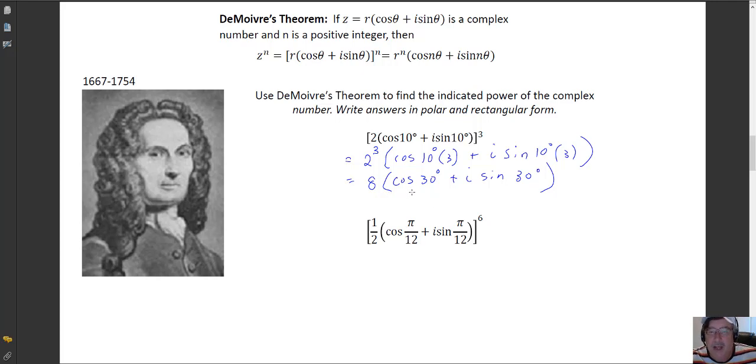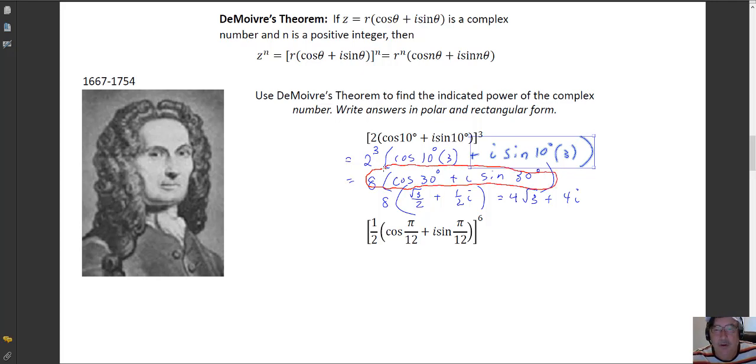So let's keep going. So we know the cosine of 30 degrees is square root of 3 over 2. Sine of 30 degrees, we'll put 1/2 i. So this would be 8 times the square root of 3 over 2, which would be 4 times the square root of 3 plus 4i. All right, so we will just go ahead and circle these answers here. So this answer would be the polar form, and then this would be the standard or rectangular form here.